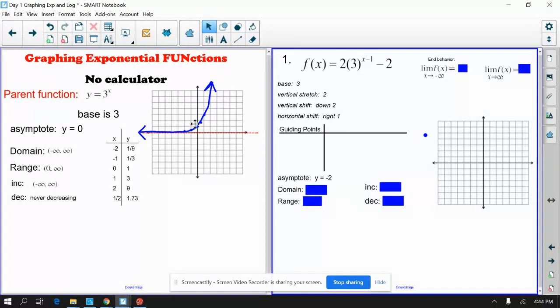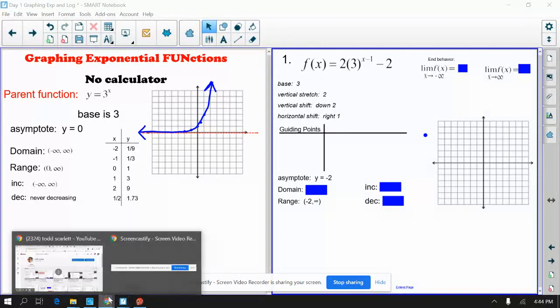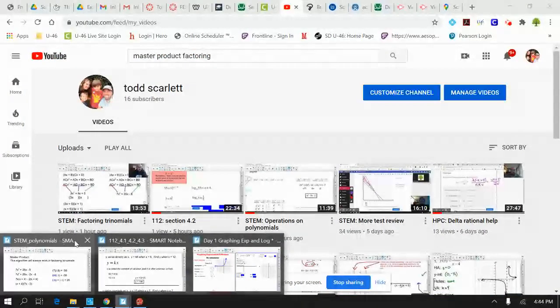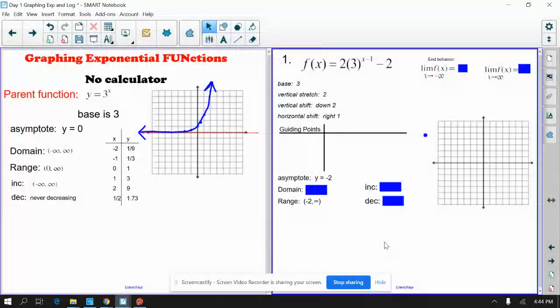And you know how the range was 0 to infinity? Well, now the range is sunk down 2 more units. So now the range is from -2 to infinity. The domain is still all real, because for exponential functions, the domain is always all real. The exponent can be anything.